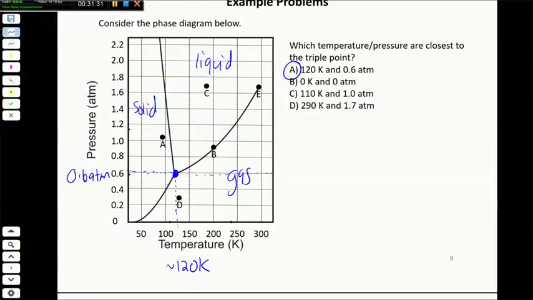Yeah. So dot E would be called the critical point, and so what you would do, I don't know if that question is asked about any of these, but we can jump ahead.